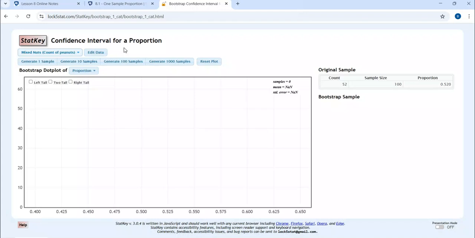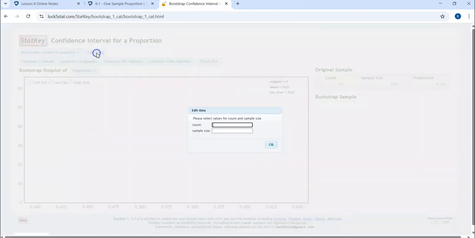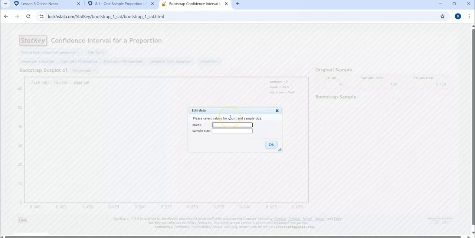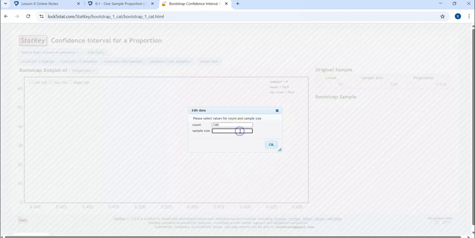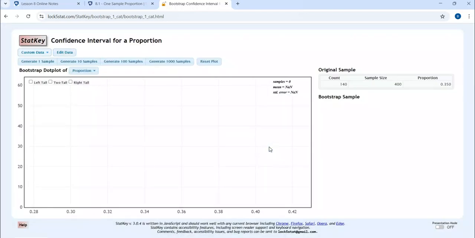Things like, are you a Phillies fan? Yes or no. Are you on a prescription medicine? Yes or no. Those types of things, right? So what I can do is edit the data, and I can say that I had 140 people out of the 400 stated that they had some interest in Penn State sports.